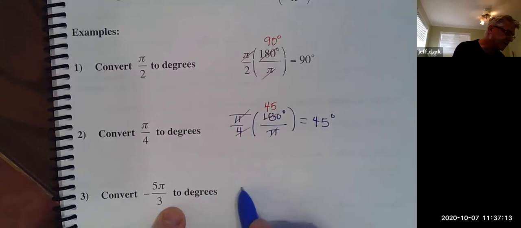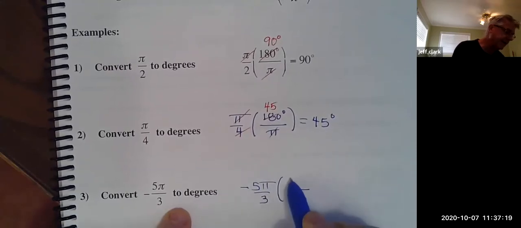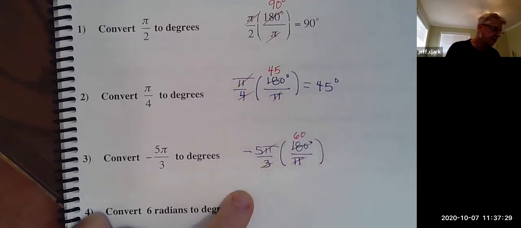Take this radian, which is negative 5 pi over 3. Put the pi down here to make that go away, and 180 degrees up here. And again, pi's 3 into 180, 60 times. So -5 times 60, that's -300 degrees.